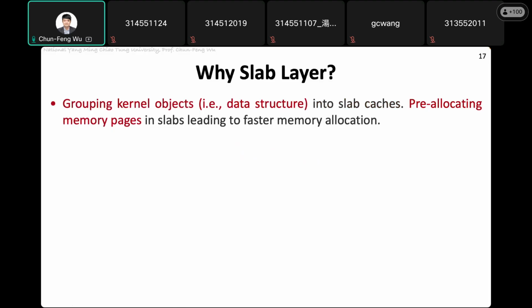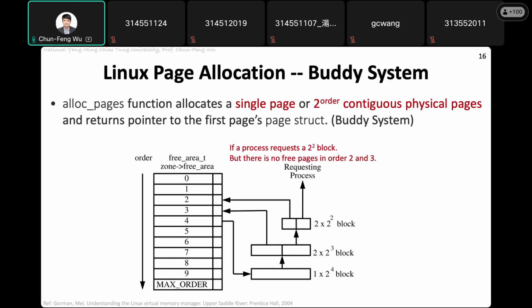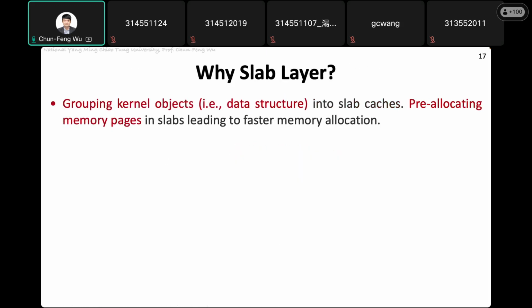Okay, but this is for larger requests, right? If we are going to store data structures, they are usually smaller than 4 kilobytes. So the buddy system cannot help that much. Then how should the kernel do? Okay, so there's a thing called the slab layer. The slab layer is about grouping kernel objects into slab caches, pre-allocating memory patches in slabs, and it can lead to faster memory allocation. In Linux, people also call the slab layer the data structure cache, so it is mainly designed for data structures.